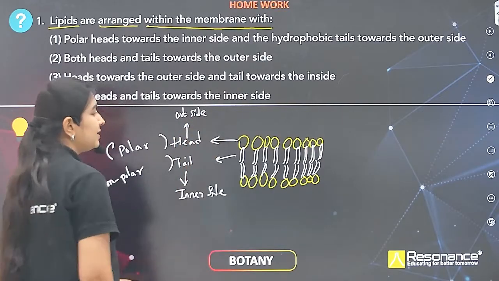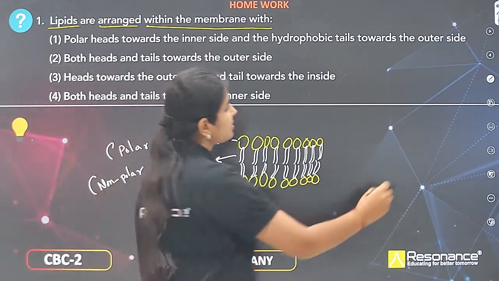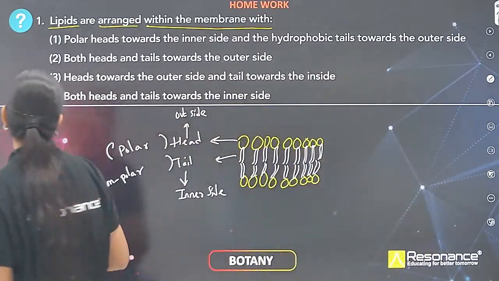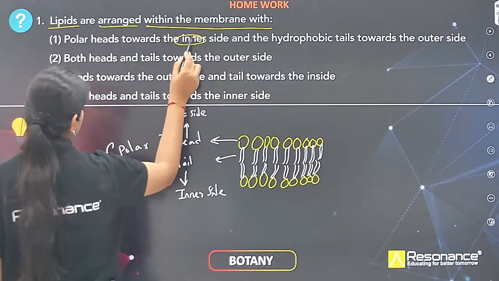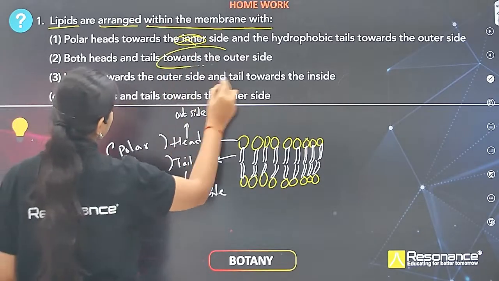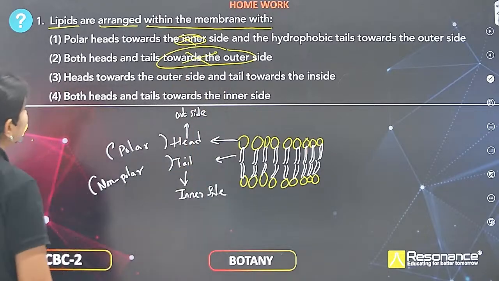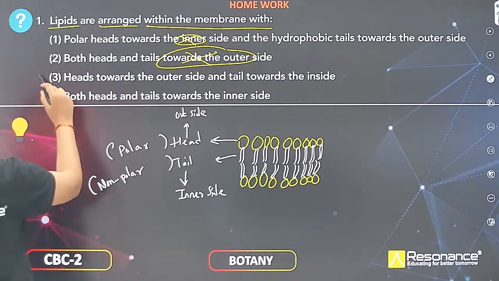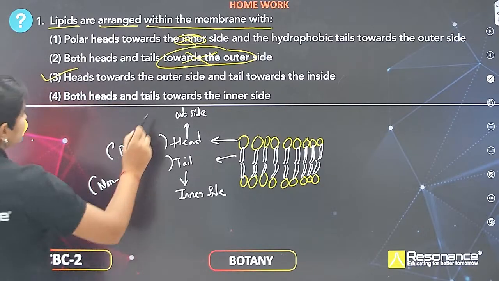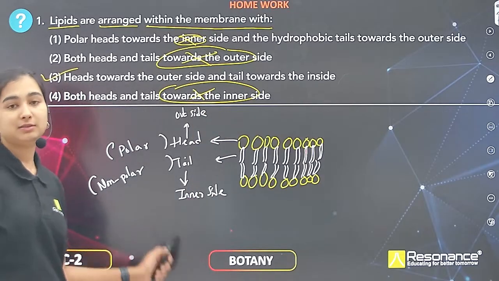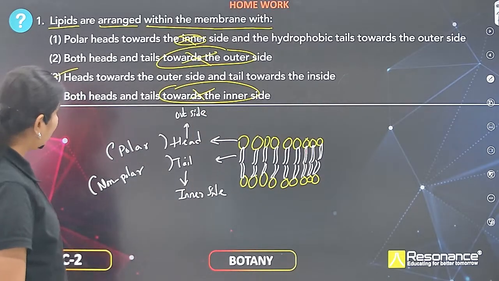Now let us analyze the options. Let us read out the options. They are saying polar head towards the inner side. How can it be the inner side? It is wrong. Both the heads and tails to the outside, that is also wrong. Head towards the outside and tail towards the inside, yes, it is right. Both head and tail towards the inside, no, this is wrong. So the answer would be the third one. It's a very important concept, students.